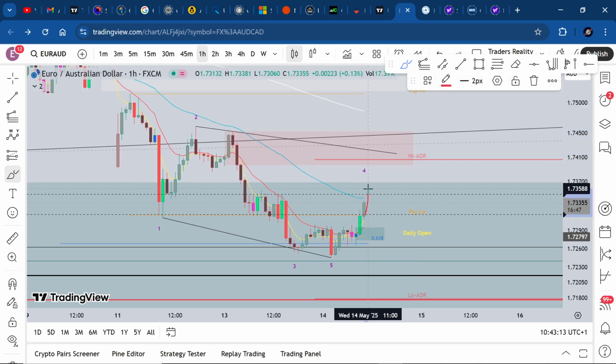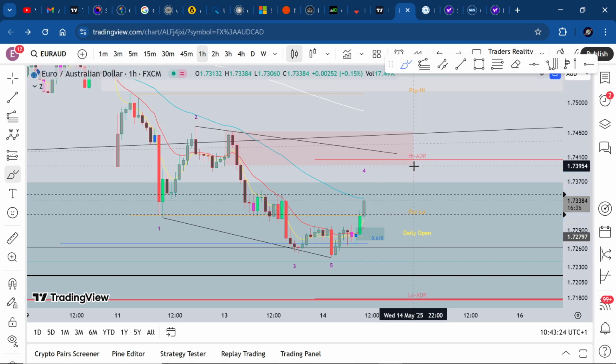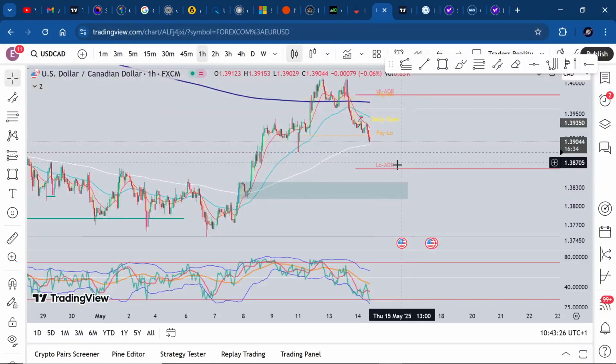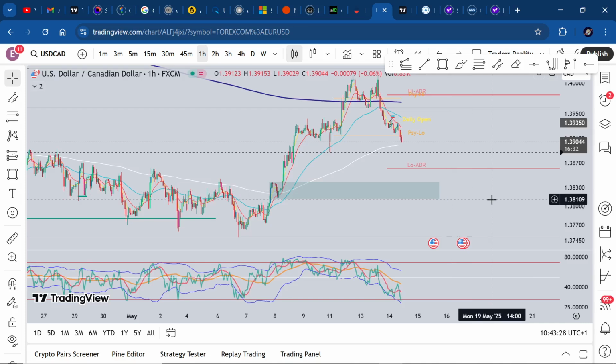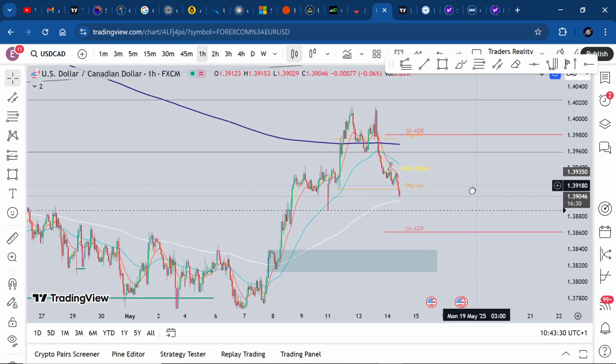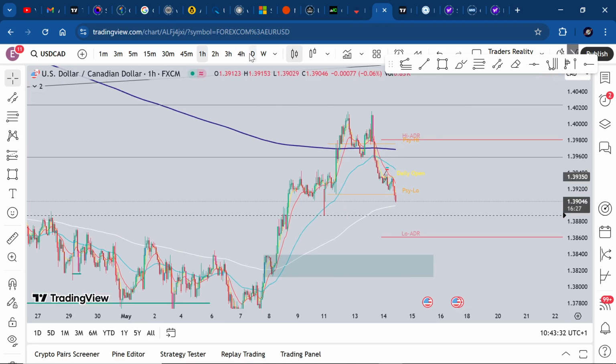If we come up here and we do some kind of trap move down like that, maybe we get to that OB, I don't know. Maybe we stop here, I don't know, but I'm then looking for price to go higher. So that's EURAUD. Now onto USDCAD. Let's go to the daily quickly.